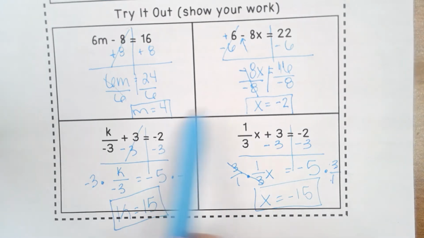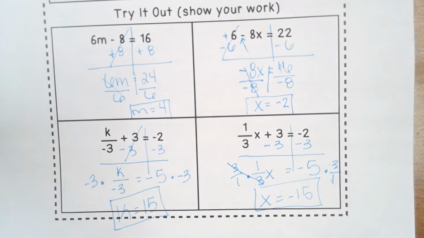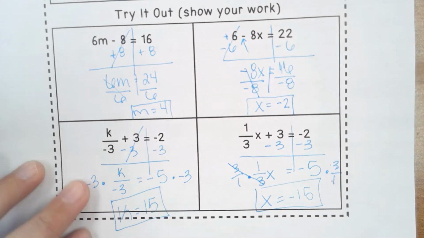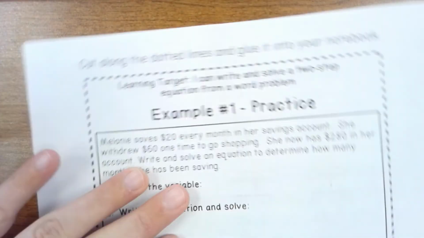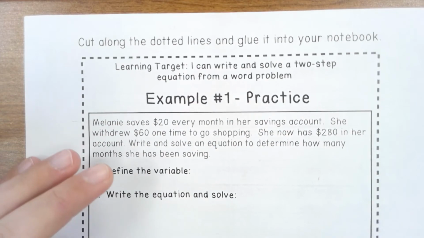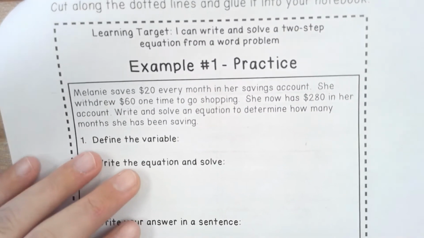Okay, so this is what we did on Monday, Tuesday, so hopefully that was just a review. And now we are going to move on to two-step equation word problems. Okay, so let's go ahead and read the first example.